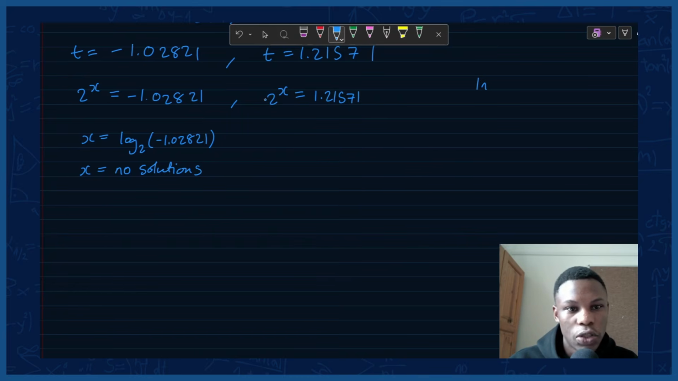So you could use, for example, ln to the power of 2x, and then you can bring down the power using laws of logarithms, x ln 2, and then divide both sides by ln 2. It's a bit more work, but that's another way of doing it.